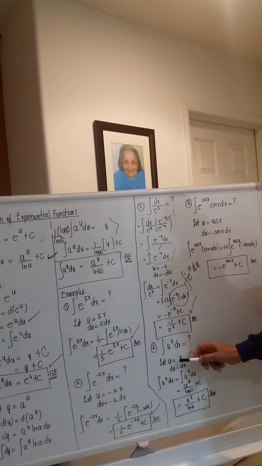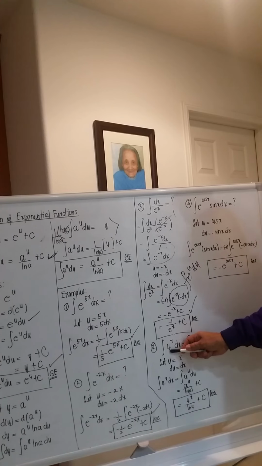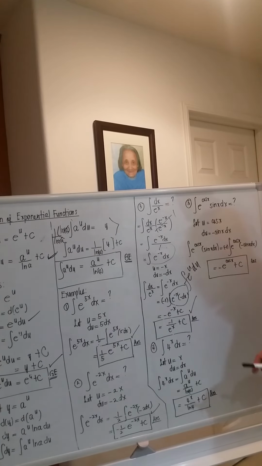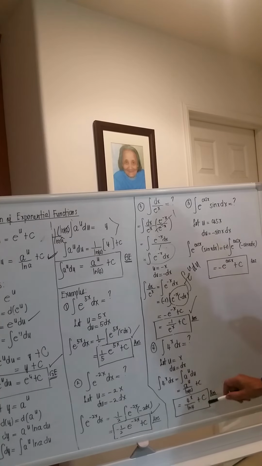The integral of 4 raised to x times dx equal to. Obviously, it is not under formula number 1 because the base is not e. It is a number other than e, and that number is 4. So we let u to be equal to x, du is equal to dx. Okay, it is exact. Therefore, the integral of 4 to the x dx equal to, similar to the integral of formula number 2, the integral of a to the u du.